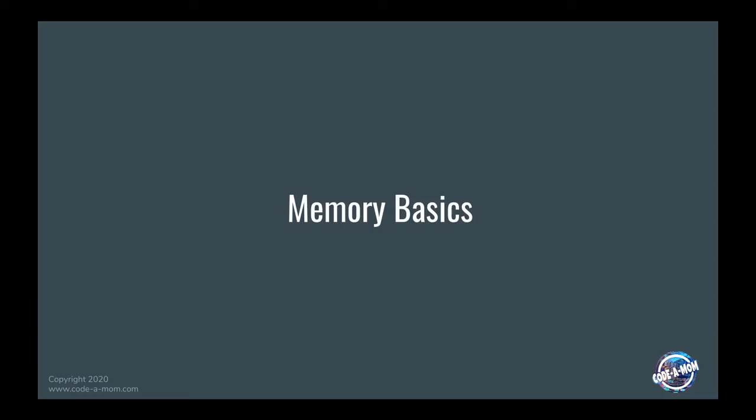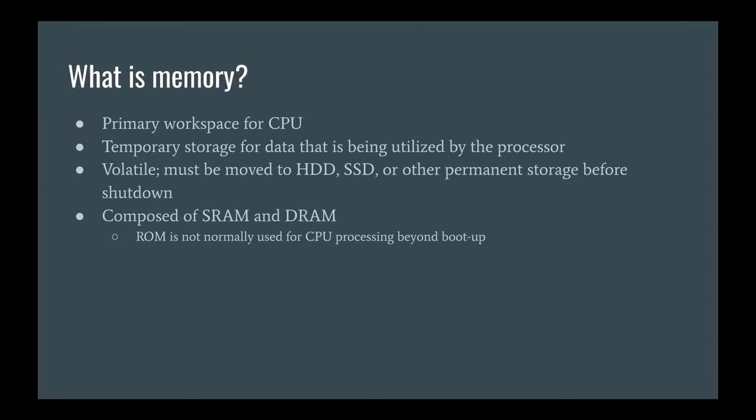We're going to start with the basics of memory, specifically what is memory. Memory is the primary workspace for the CPU. It's basically a non-permanent location to store data that is going to be used by the CPU as the data is being processed. So it's not your hard drive. It's a memory location within the computer where work gets done.